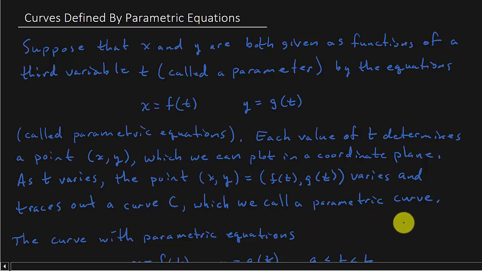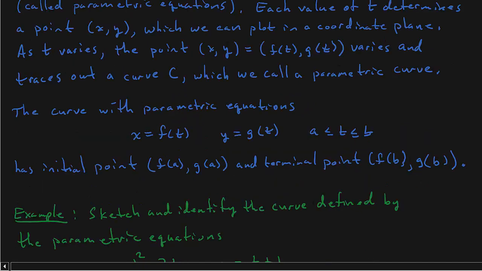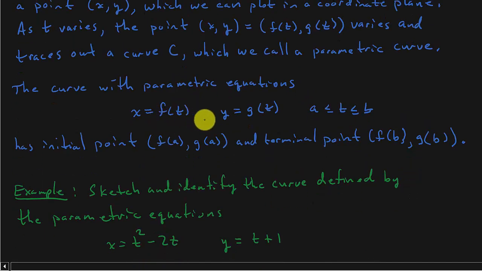All right, so the way that we find our x and our y coordinate is based on the value of what t is. And the curve with parametric equations, x equals f of t, y equals g of t, where t is between a and b, has an initial point f of a, g of a, so we plug the a in for t, and then a terminal point f of b, g of b, so we plug the b value in for t.